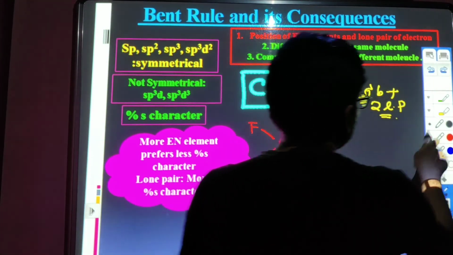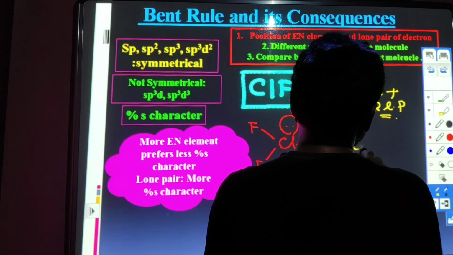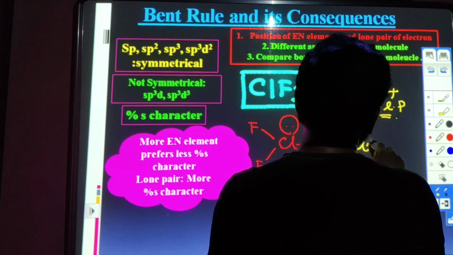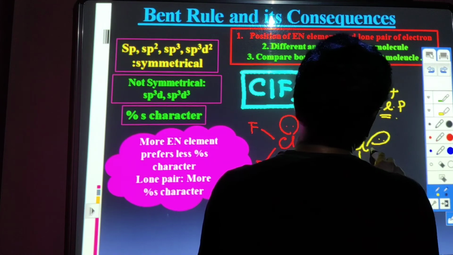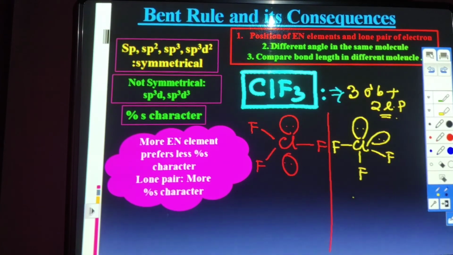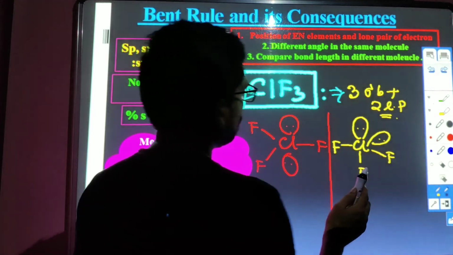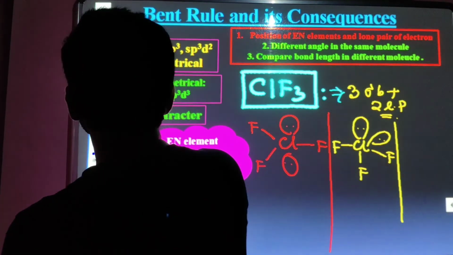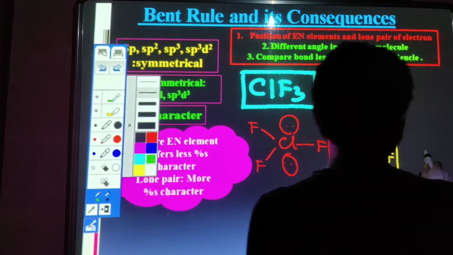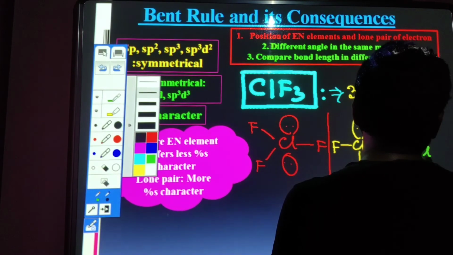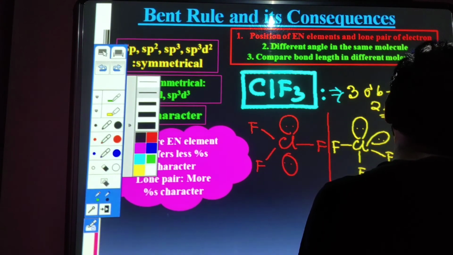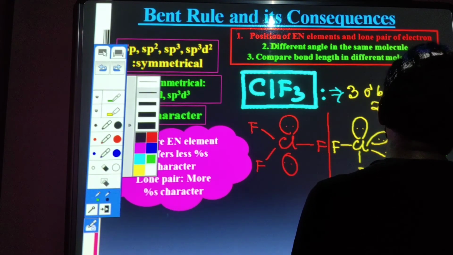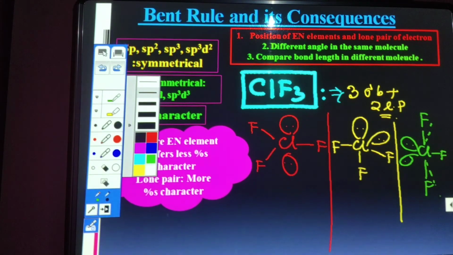Okay, that is one structure. One more structure: Cl. Someone may put one lone pair here and one lone pair here, with F here and F here. This is also one structure. And one more that I can draw here: Cl, lone pair, F, F, F. Sir, this is the correct one, you told.